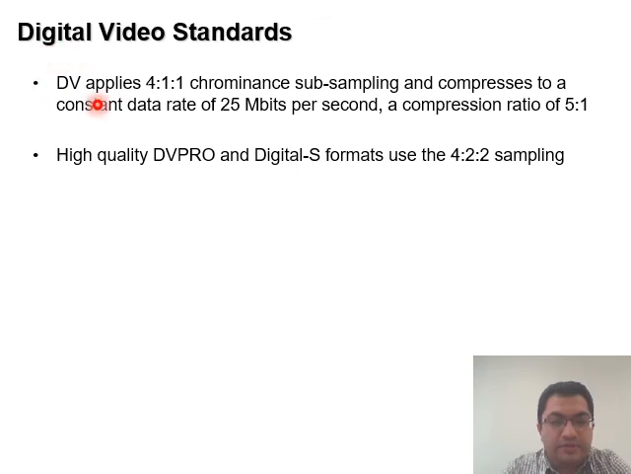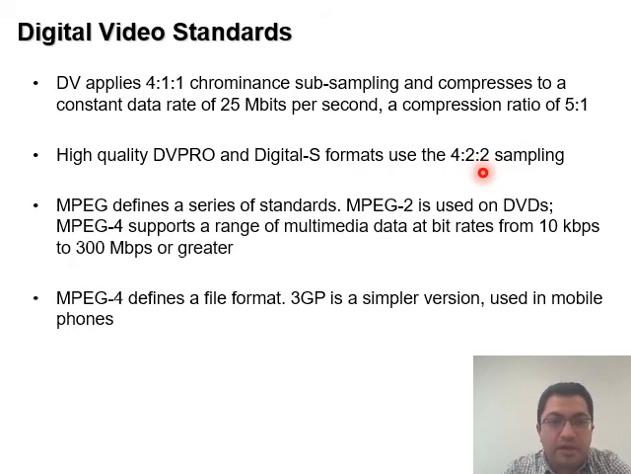Now the digital video, for example, as a standard, applies 4:1:1 chrominance subsampling. By 4:1:1 we mean that in every 4 pixels we have 4 luminance values, one CB value and one CR value, and it actually compresses to a constant data rate of 25 megabits per second, reaching a compression ratio of 5:1. We'll talk about the idea of the data rate later on. The high quality DV Pro and Digital S formats, also used for digital video, use the 4:2:2 subsampling that we talked about.